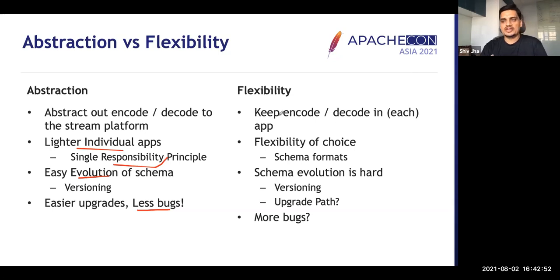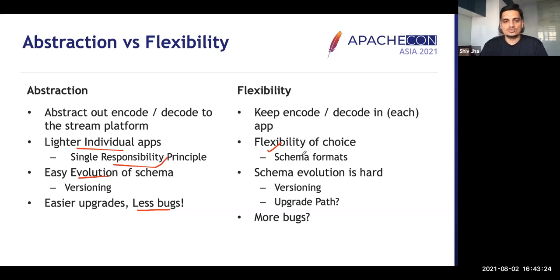If you go for the flexibility where you put your schema encoding and decoding logic in all your producer apps and consumer apps, of course, you have some good things like schema format flexibility, where one app is maybe written in Java, so it can use Java serialization, deserialization. Another one is written in Python, so that app can use Python's pickle. The other one is written in Ruby, so maybe it can use Ruby's own.